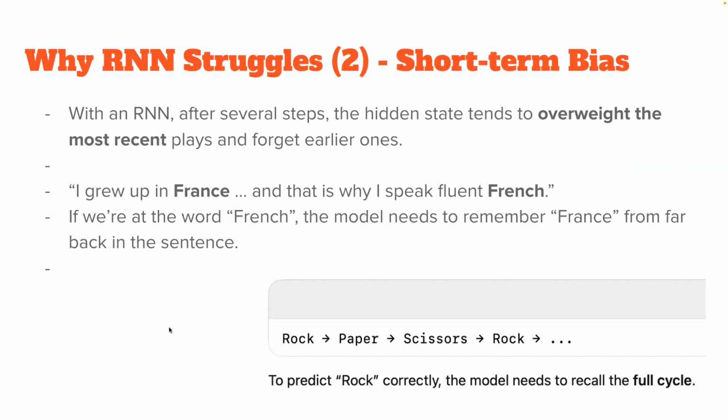The second limitation is this: I cannot prove this one, but based on what we can find from the papers, this type of model tends to overweight the most recent inputs and forget the earlier ones. I think, let's not worry too much about the theory, okay?